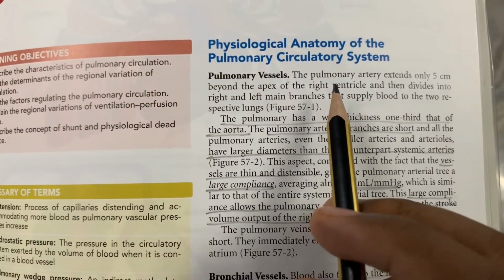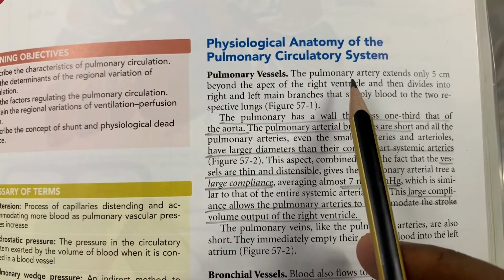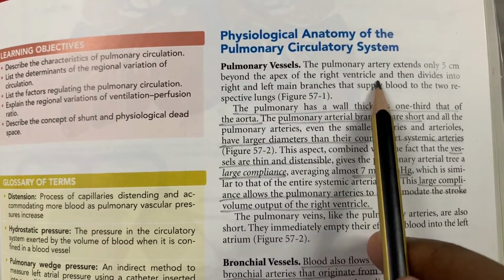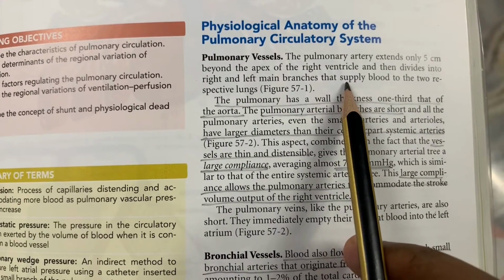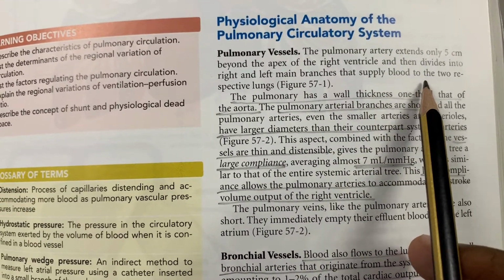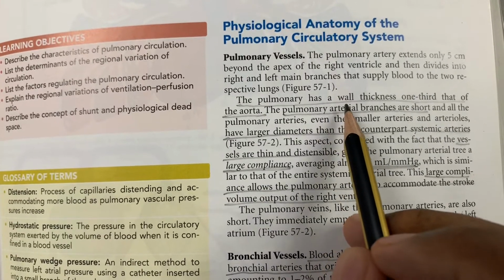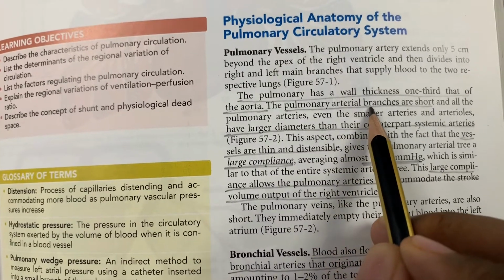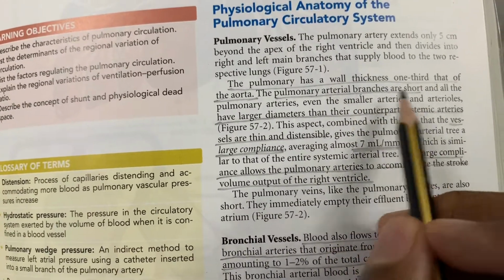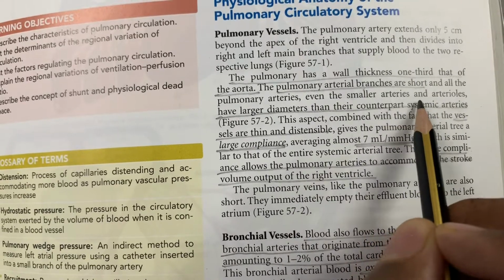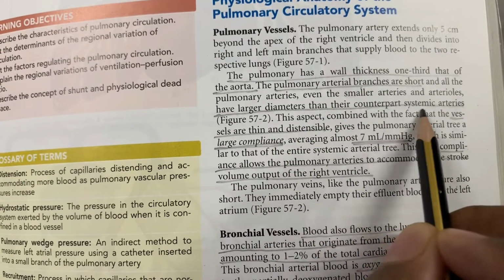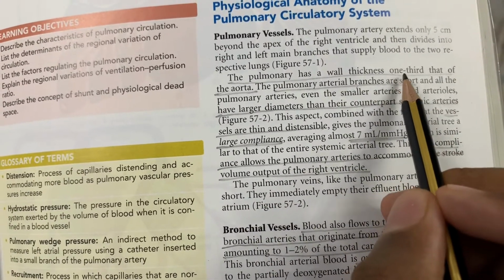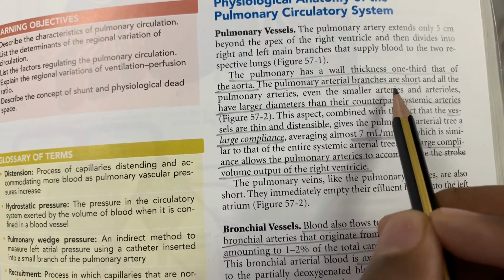Coming to the physiological anatomy of the pulmonary circulatory system, the pulmonary artery extends only 5 centimeters beyond the apex of the right ventricle and then divides into the right and left main branches that supply blood to the two respective lungs. The pulmonary artery has a wall thickness of 1/3 of that of the aorta. The pulmonary arterial branches are short, and all the pulmonary arteries, even the smaller arteries and arterioles, have larger diameters than their counterpart systemic arteries. So larger diameters, 1/3 thickness of that of the aorta, and short arterial branches.